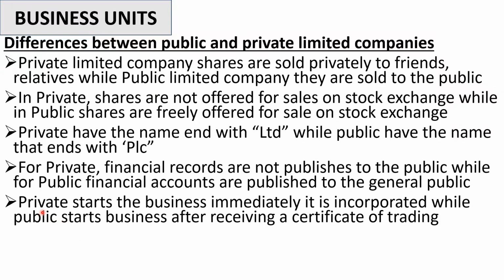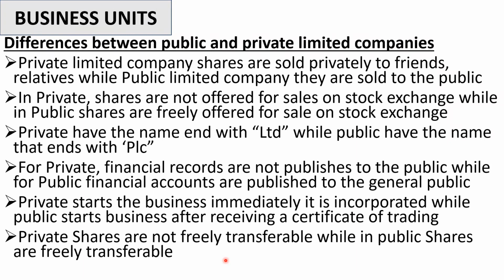Another difference is private limited companies start the business immediately when it is incorporated, while public limited companies have to start business after receiving a certificate of trading. So private companies don't receive this certificate, while public ones have to receive it. And some more differences: private limited companies' shares are not freely transferable, while in public limited companies, shares are freely transferable.